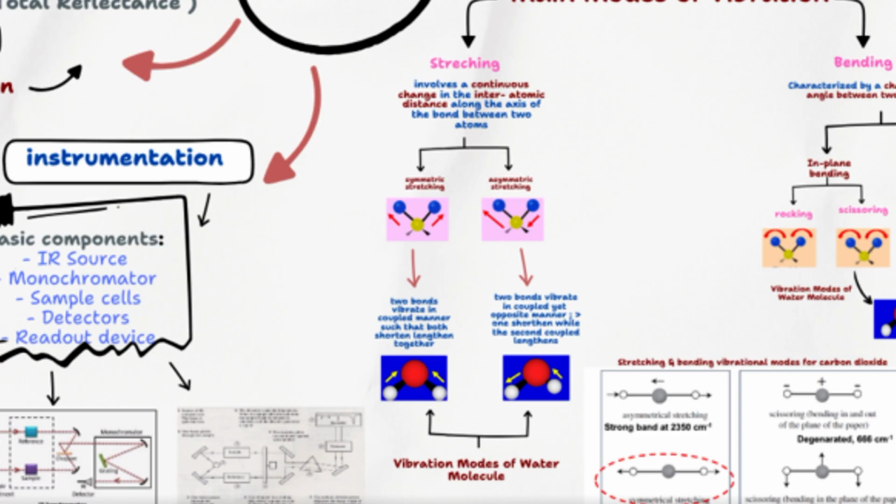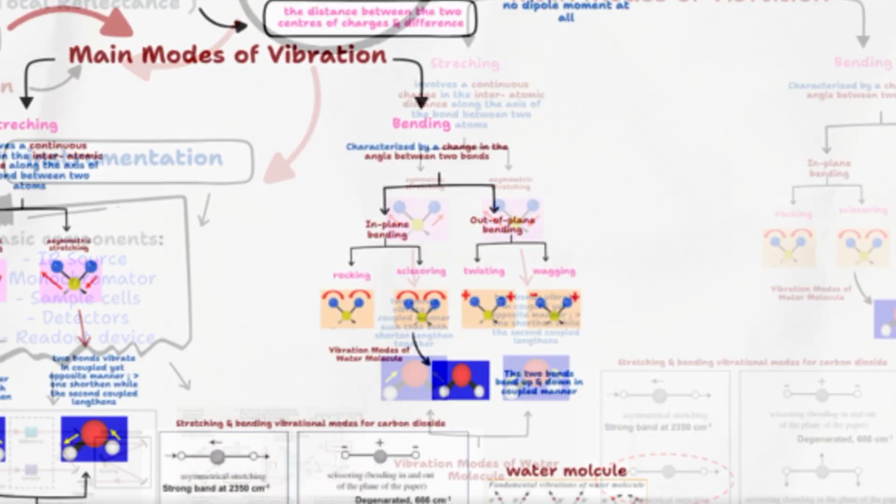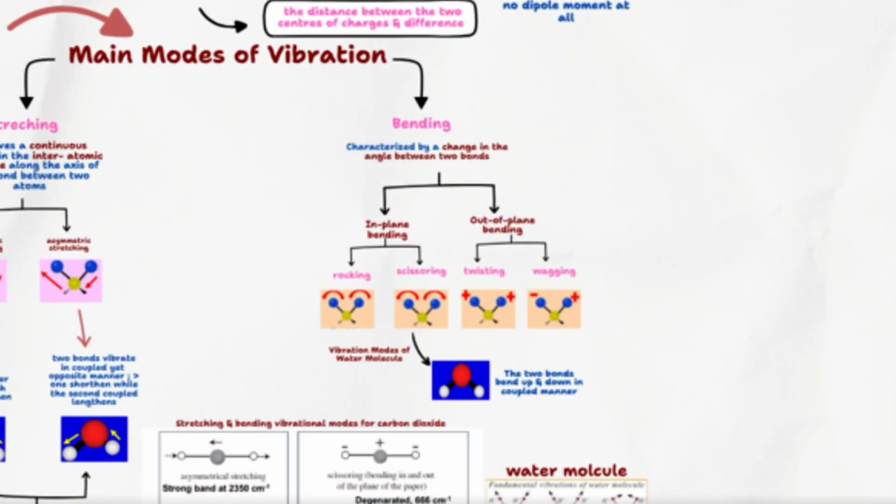As you can see in the mind map, it shows the picture of vibration modes of the water molecule for symmetric stretching and asymmetric stretching. Let's go to the next main mode of vibration, which is bending. It is characterized by a change in the angle between two bonds. There are two types of bending, which are in-plane bending and out-of-plane bending. For in-plane bending, we have rocking and scissoring.